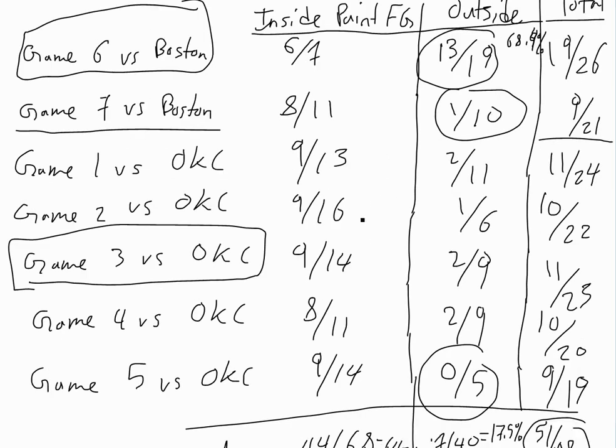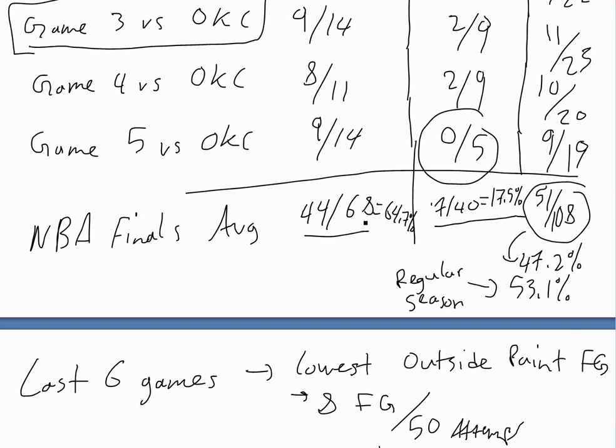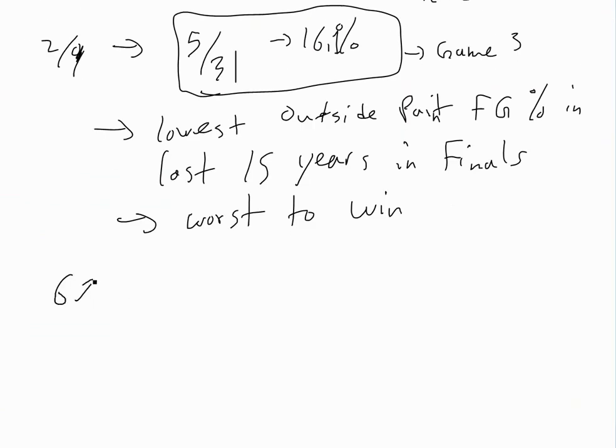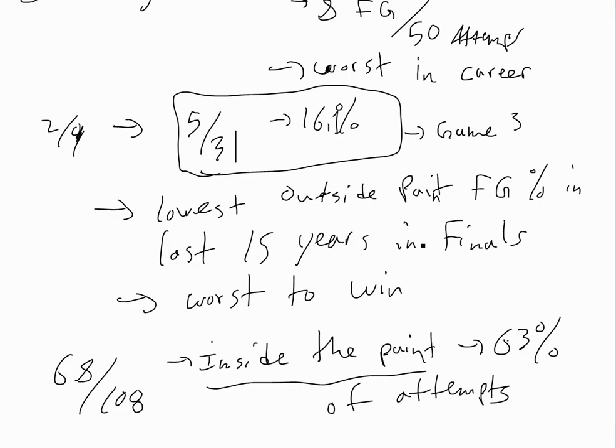But then if you look at this driving to the rack, he realized that he wasn't making his shots, so he shot 68 of 108. So basically 68 of 108 attempts were inside the paint. So this is what he did, and basically this is 63%. Yeah, so around 63% of attempts were inside the paint. So he realized that he wasn't dropping it, so he's just driving to the rack every single time.